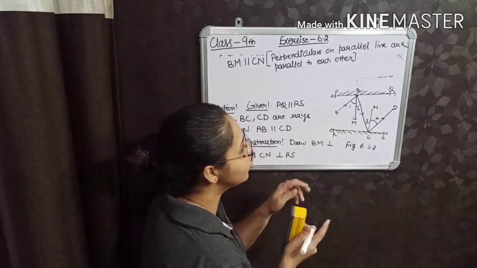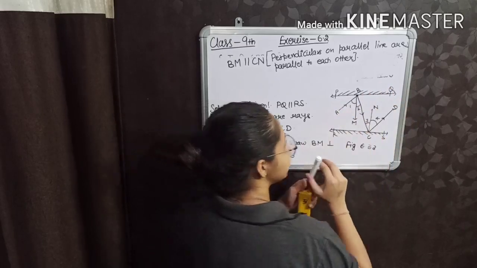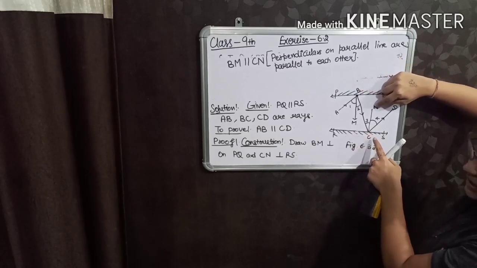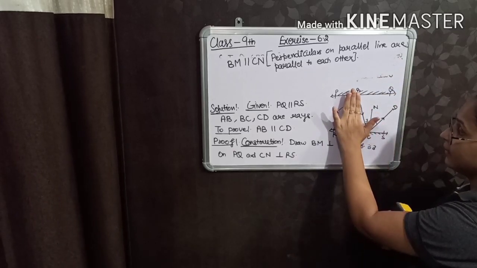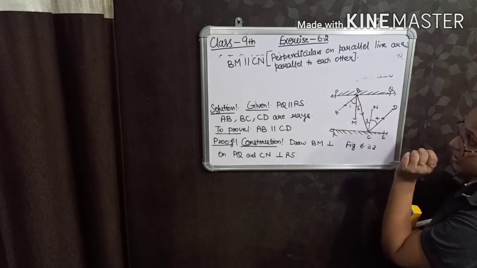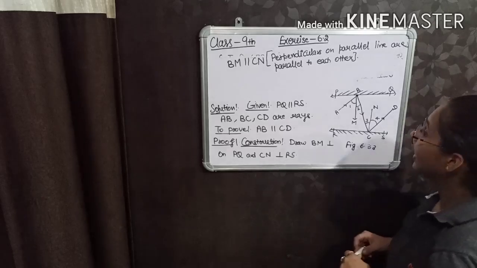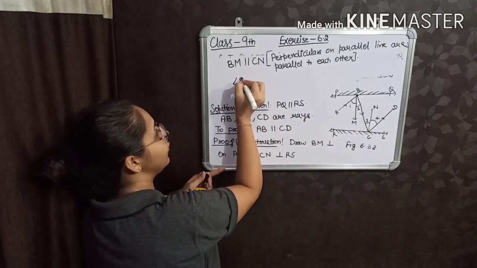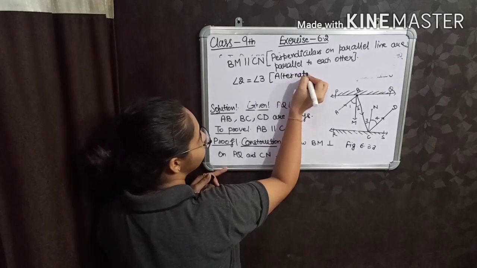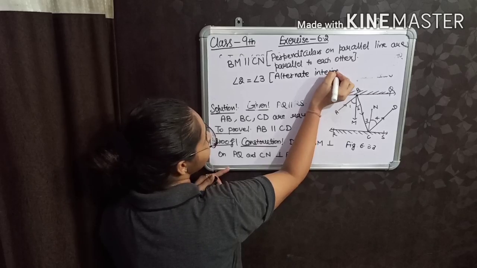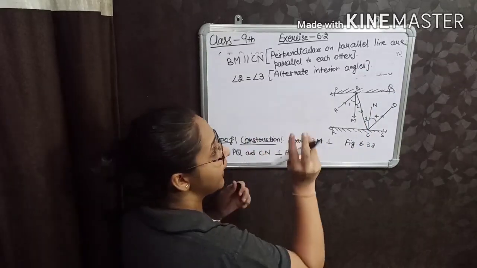Now you have to prove AB is parallel to CD. But see, BM and CN are parallel, and BC is a transversal line. So angle 2 is equal to angle 3, I can write. Why? Because of alternate interior angles. Angle 2 is equal to angle 3 by alternate interior angles.